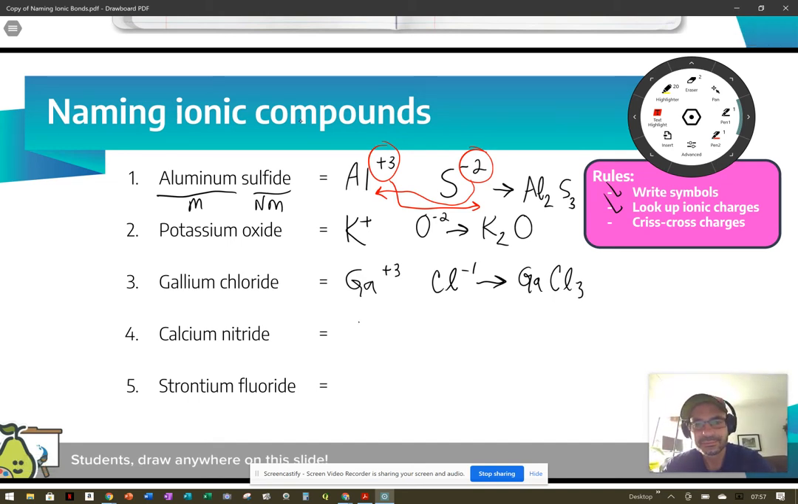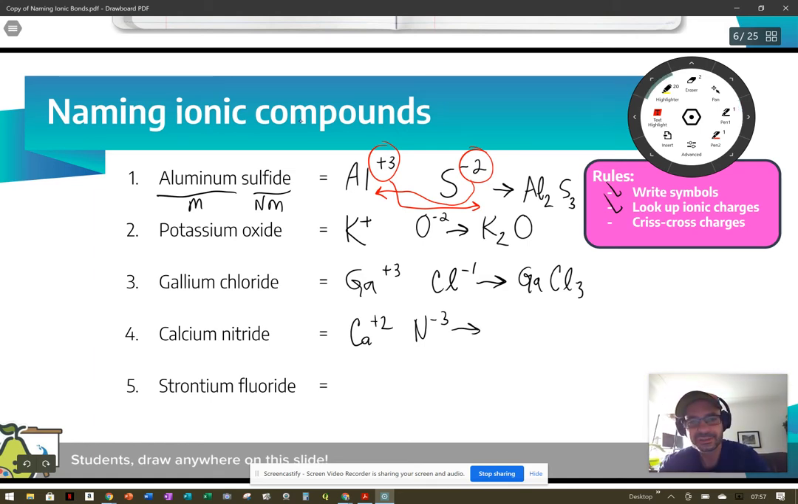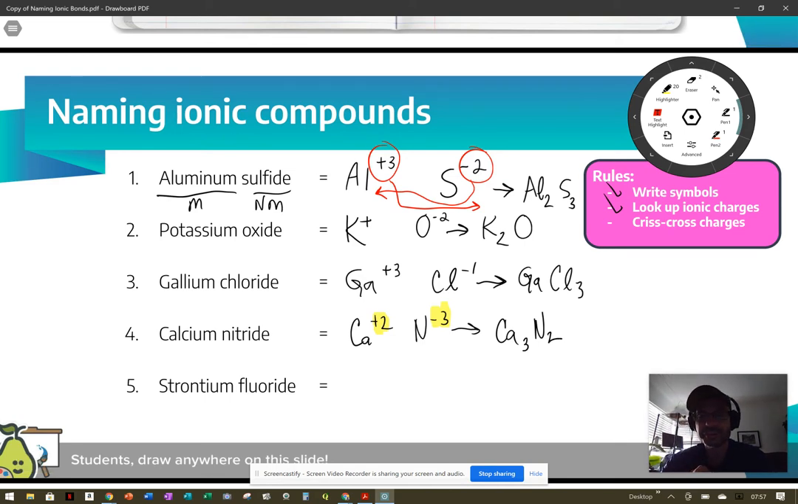Calcium nitride. Calcium is a +2. Nitride is a -3. And just remember, I'm looking up these charges on the periodic table. It's not magic. I looked them up. So we're going to have calcium 3, nitrogen 2. So Ca3N2 is calcium nitride.